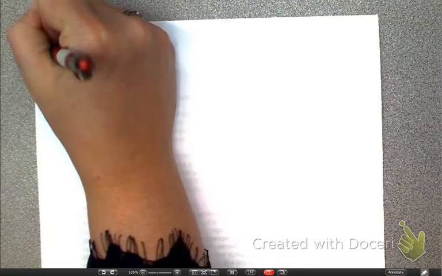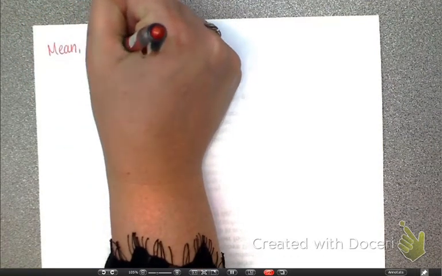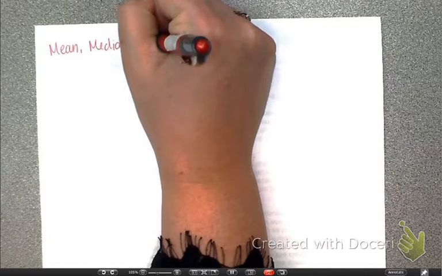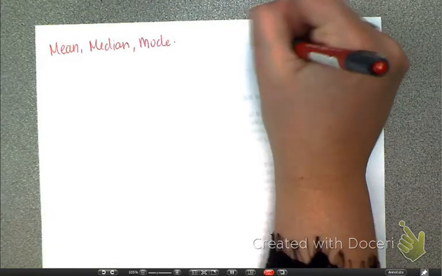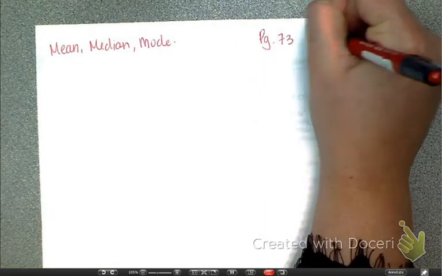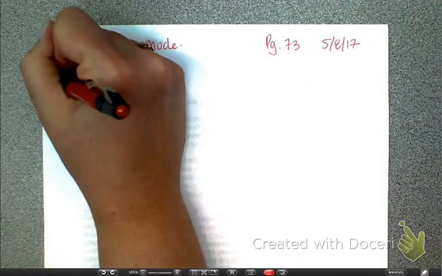All right, last lesson is on mean, median, and mode. And you've seen mean, median, and mode before, so this should be a review. We are going to look at frequency tables, which may be new information, but overall, what we're doing is not new. You're on page 73 in your notebook. And let's review some definitions first.